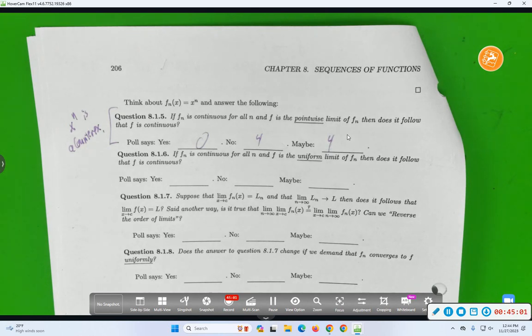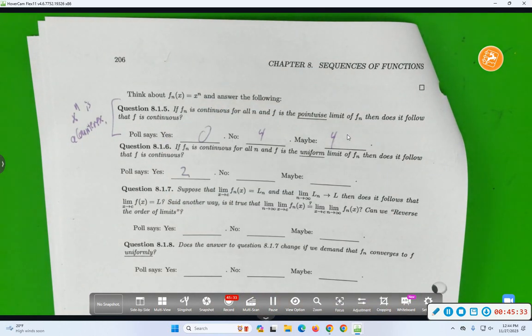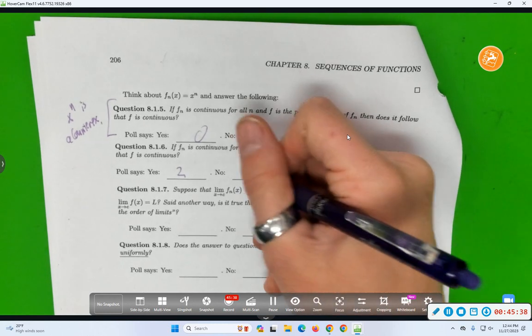Uniform limits. So if f sub n is continuous for every natural number n, and f is the uniform limit of the sequence of functions f sub n, does it follow that f is continuous? I'm going to ask the same intuitive question: yes, no, maybe. Anyone want to say yes? Cool. Anyone want to say no? Anyone want to say maybe?